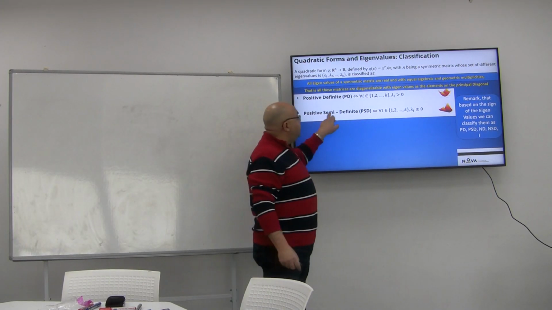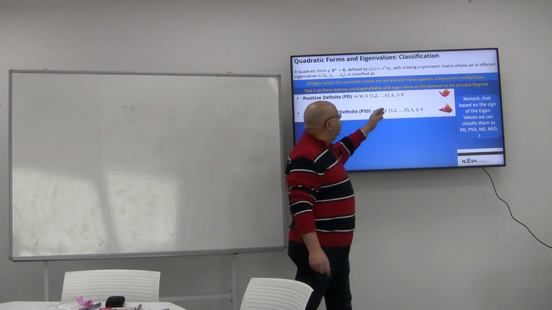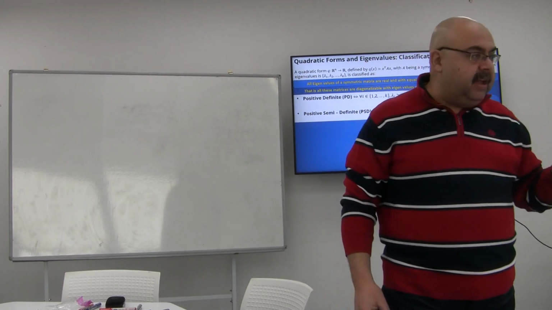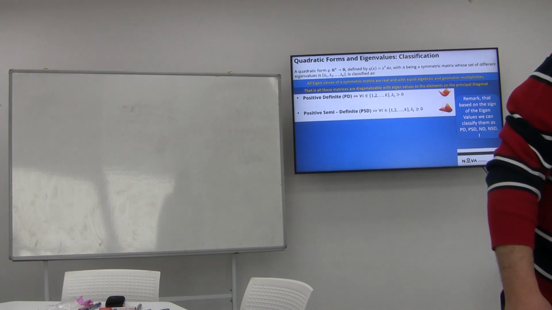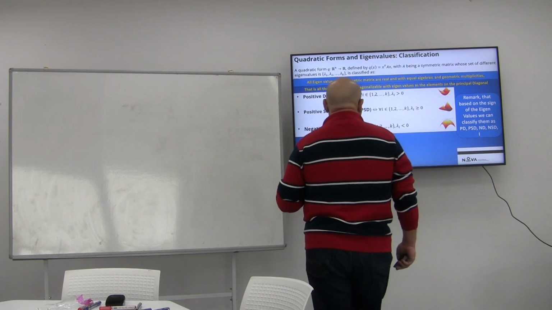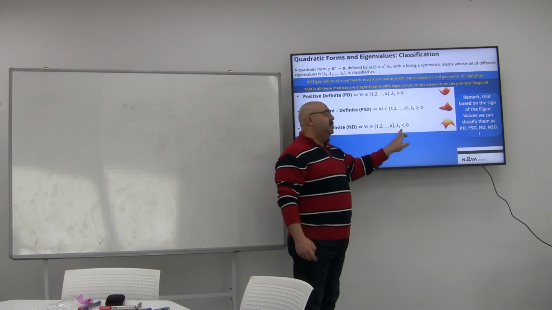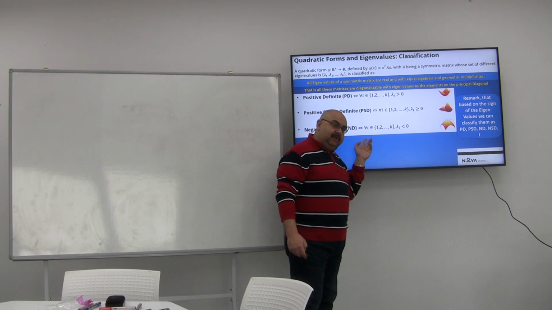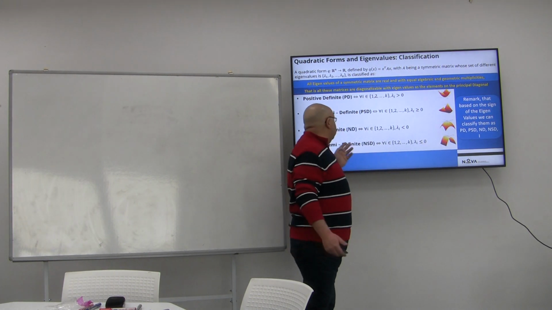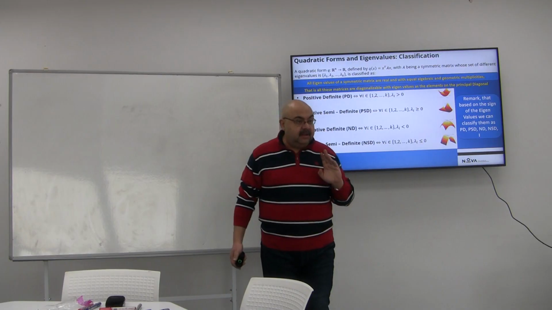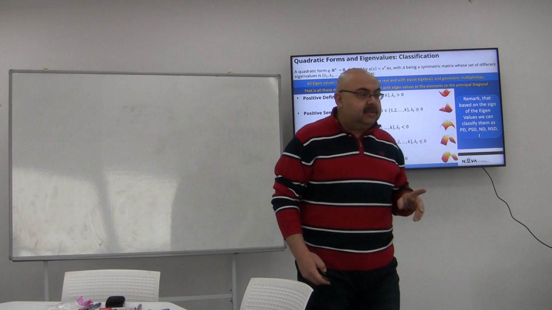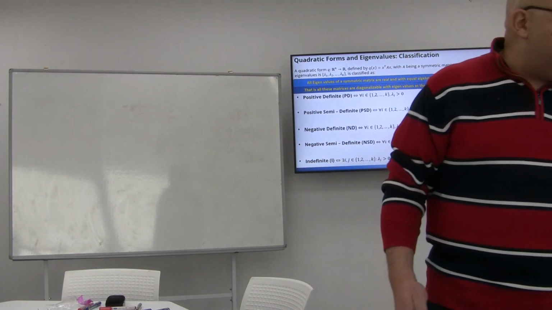Positive semi-definite will happen when the eigenvalues are non-negative, so some of them positive and one of them equal to 0. Are you reading me? Also, if all the eigenvalues are less than 0, you will have negative definite. And if they are non-positive, which means one of them may be 0, then you will have negative semi-definite. Are you with me? But if you have mixed values of eigenvalues, then you will have an indefinite quadratic form.